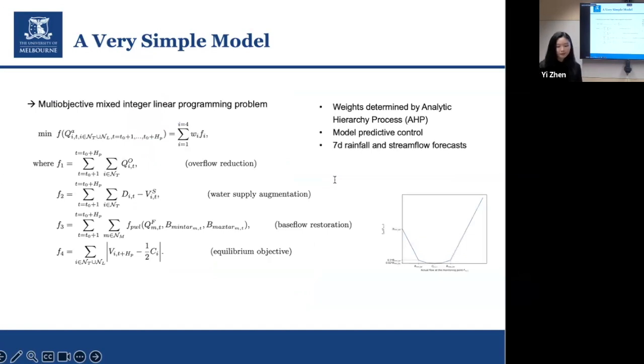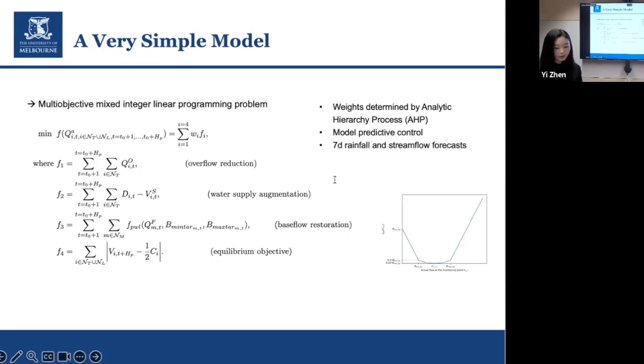This problem is formulated as a multi-objective integer linear programming problem. We combine the objectives using the weighted sum method with the weights determined by the analytic hierarchy process. We use model predictive control, which basically means that we optimize the release plan for the next 7 days based on rainfall and streamflow forecast, but only implement the release plan for the first day. Then on the next day, the prediction horizon shifts forward, and we redo the optimization with the updated forecast.